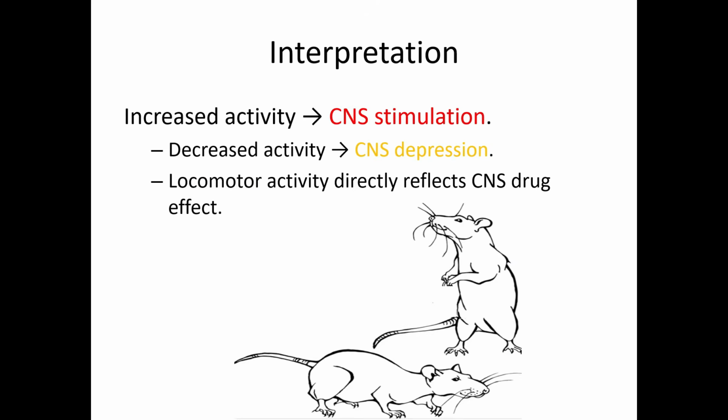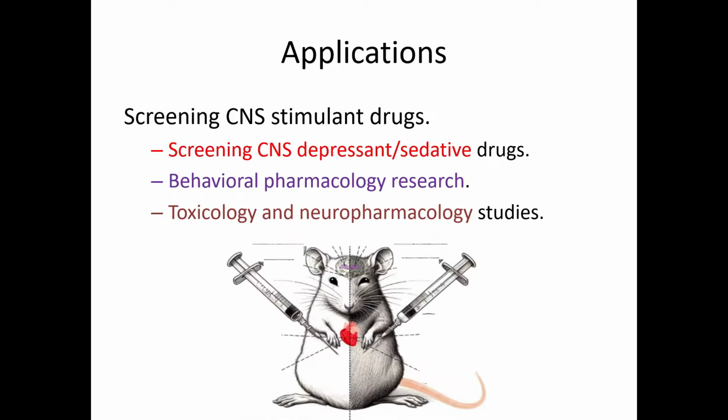Now interpretation: increased activity means CNS stimulant. If the drug increases activity over the baseline, it is showing CNS stimulant activity. If activity is decreasing from the baseline, it is showing CNS depressant activity. Locomotor activity directly reflects CNS drug effect. So what is the application of the actophotometer? Screening CNS stimulant drugs, depressant or sedative drugs.